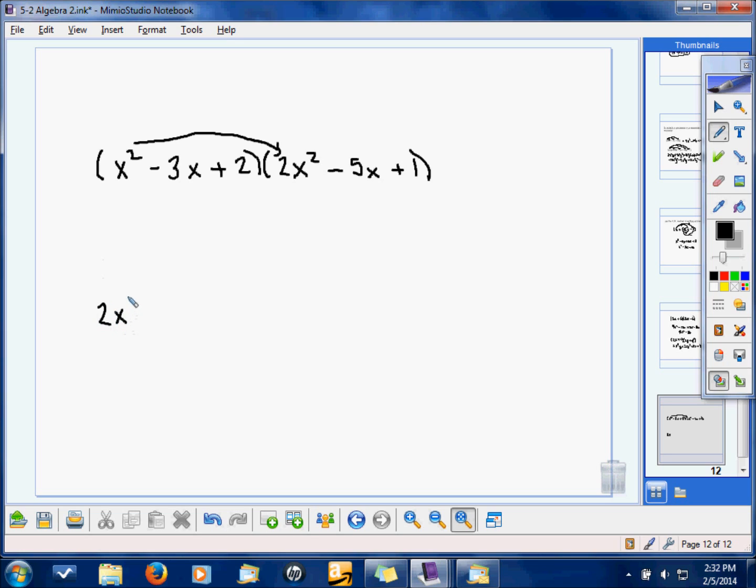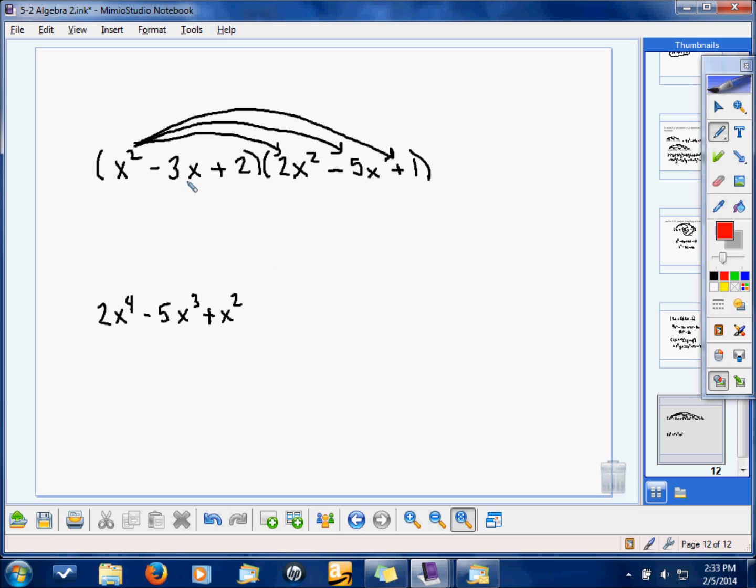2x to the 4th. I'm going to leave myself a lot of space here. Going to multiply this one now times this middle one. x squared times negative 5x is negative 5x to the third. Then multiply this one times this last one. x squared times 1 is 1x squared, or just plus x squared. There's my first set.